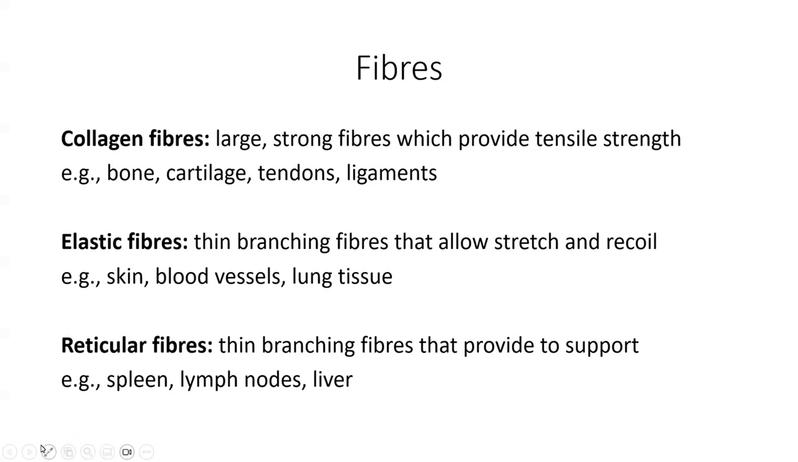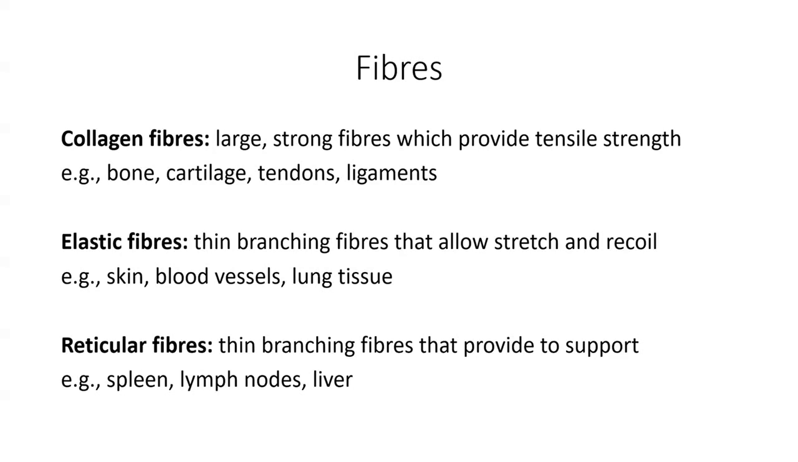Moving on to the protein fibers, there are 3 different types of protein fibers that are embedded in the extracellular matrix. These are collagen fibers, elastic fibers, and reticular fibers. Regardless of the specific type of protein fiber, the function of these fibers is to strengthen and support the connective tissue.